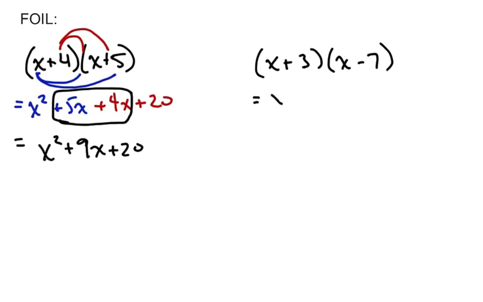I'll try and be a little bit faster with this. X times x will give us x squared. And then our outsides and our insides. The outsides will give us negative 7x, and the insides will give us 3x. So negative 7x plus 3x is negative 4x. And then finish it up by doing the last.